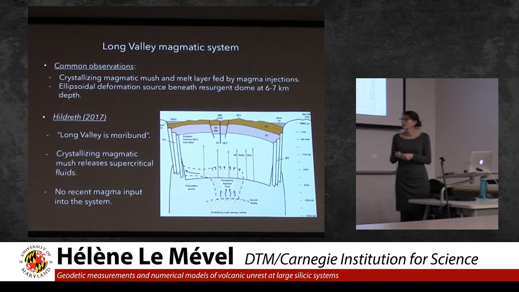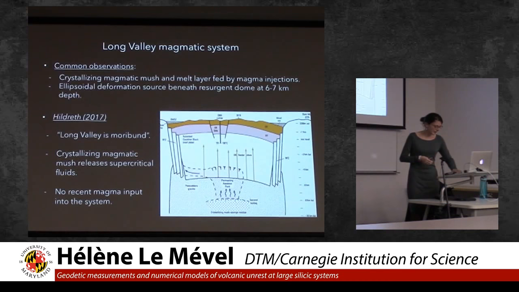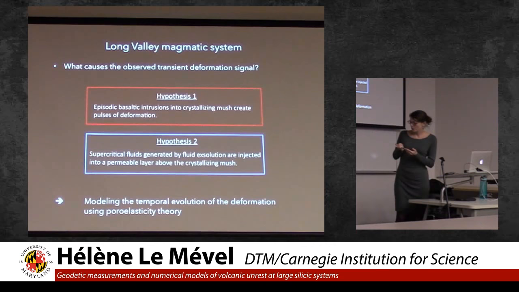So most importantly, according to this scenario, there would be no recent magma input anywhere beneath the caldera. After reading this paper and talking to Wes Hildreth about it, I thought I wanted to test these two hypotheses. Can we say anything from the geodetic point of view? So the question is, what causes the observed transient deformation signal?